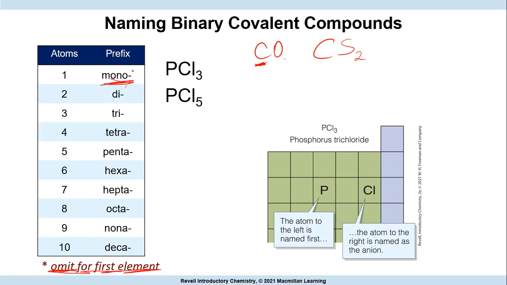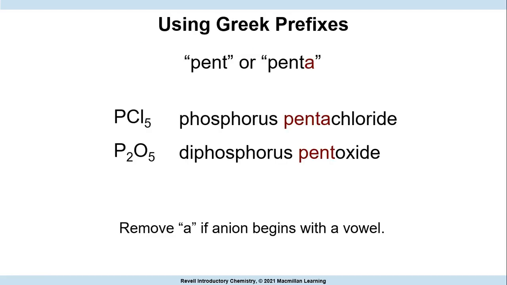Now, let's look at the last compound that we've given here, PCl5. PCl5 will be called phosphorus pentachloride because we have 5 of the chlorides that will make pentachloride. So, phosphorus pentachloride is PCl5. Now, when we have P2O5, P2 means that 2 of the phosphorus. That means it will be diphosphorus. Then for the oxygen, we have 5 of them. That will be diphosphorus pentoxide. Normally, you would have said pentaoxide.